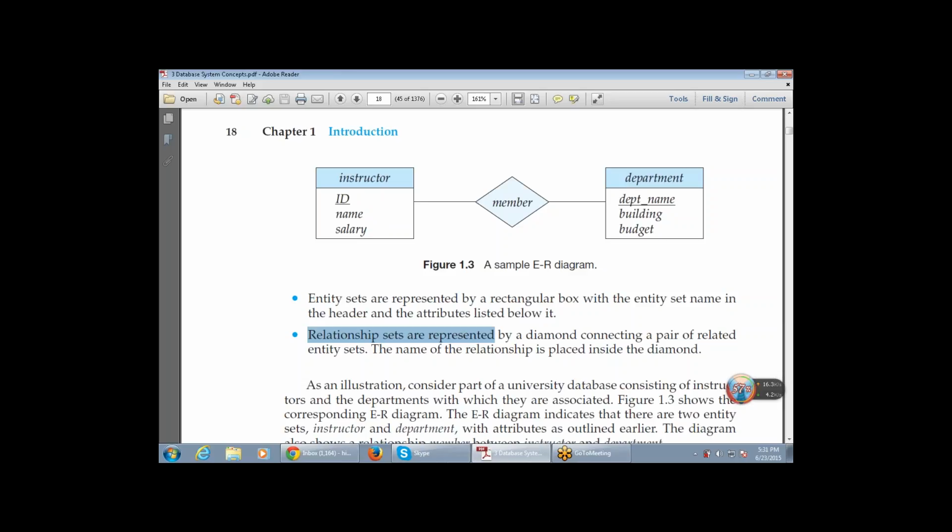Relationship sets are represented by a diamond that connects a pair of related entity sets. The name of the relationship is placed inside the diamond. What is the relationship here? The instructor is a member of the department. This is a relationship between the instructor and the department.